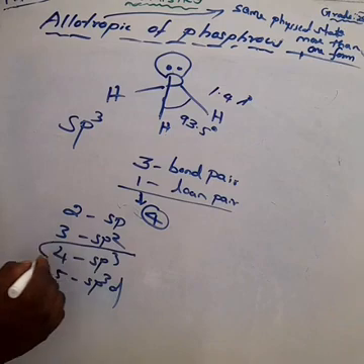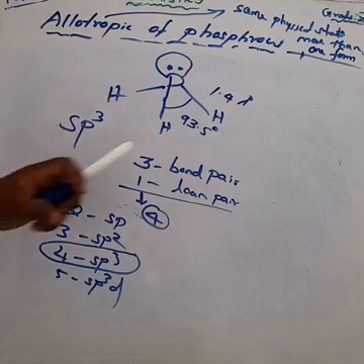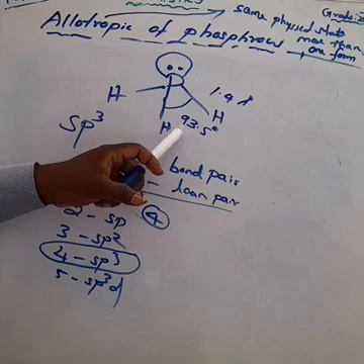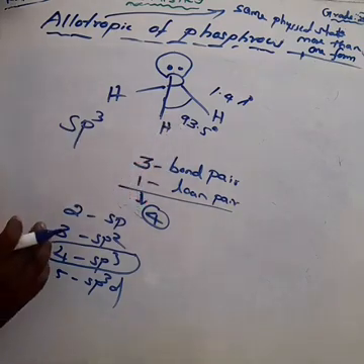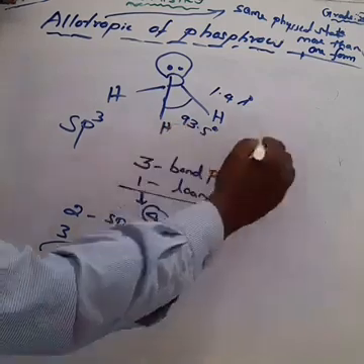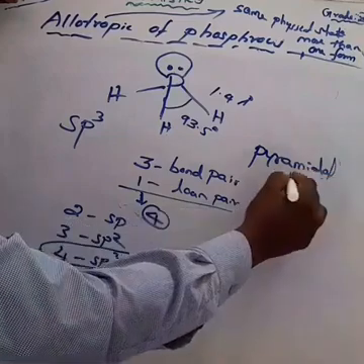These 3 orbitals are occupied by bond pairs, and the 4th corner is occupied by the lone pair of electrons. Because of the lone pair, the bond angle is reduced to 93.5 degrees. Okay, don't forget that for hydrogen. So phosphine has a pyramidal shape. Which shape? Pyramidal shape.